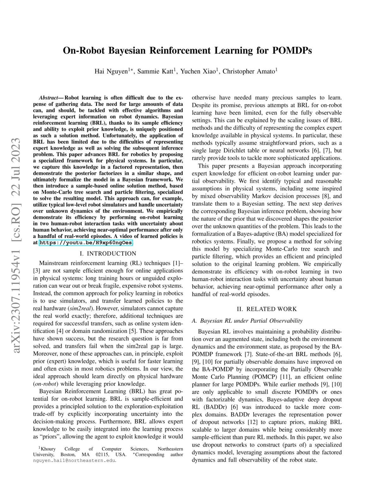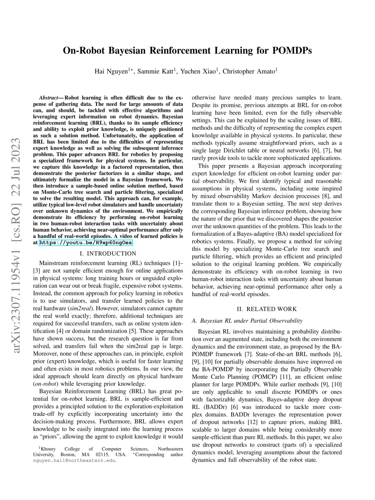Finally, we propose a method for solving this model by specializing Monte-Carlo tree search and particle filtering, which provides an efficient and principled solution to the original learning problem. We empirically demonstrate its efficiency with on-robot learning in 2 human-robot interaction tasks with uncertainty about human behavior, achieving near-optimal performance after only a handful of real-world episodes.